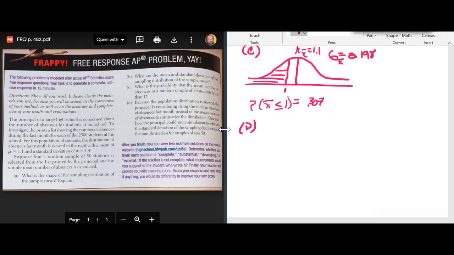All right, so let's think about this. I'd have to take samples. So take SRS of n equals 50 samples from the list.